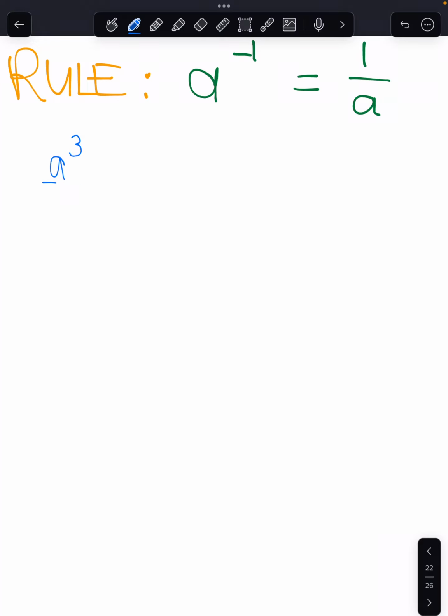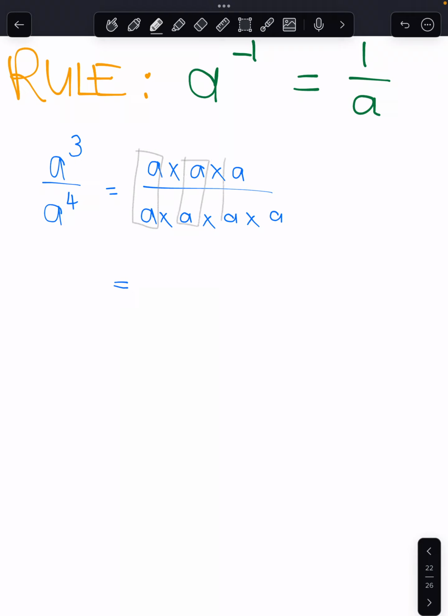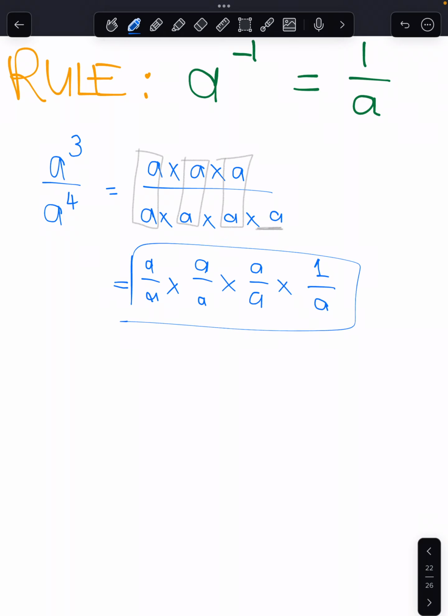So suppose we have something like this, a to the 3 divided by a to the 4. Using the same ideas as from the second video, we could write this as a times a times a divided by a times a times a times a. Right, so we can see that this a and this a pair up, this a and this a pair up, this a and this a pair up, and then we have an extra little a at the bottom. So we end up with a over a times a over a times a over a times 1 over a. If we put this back into one fraction, we'll end up with a to the 3 at the top and a to the 4 at the bottom.